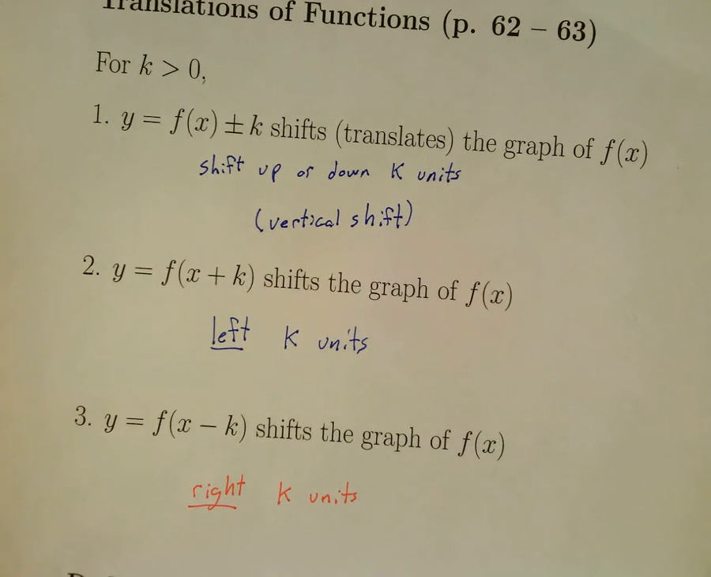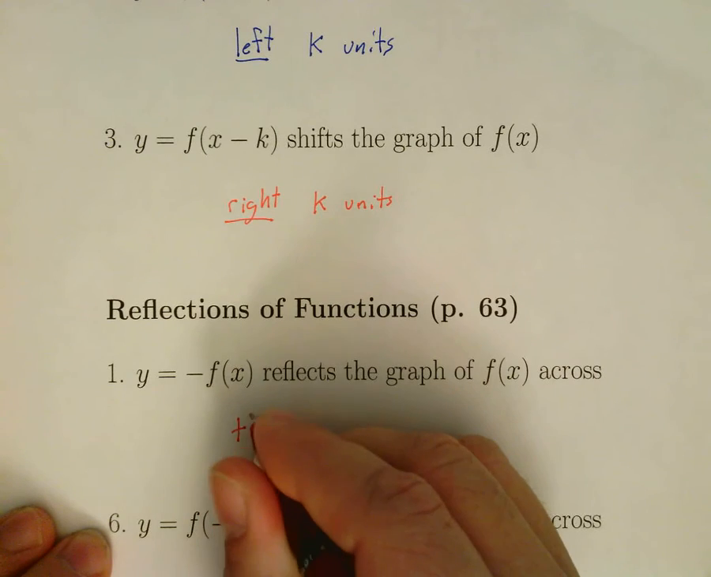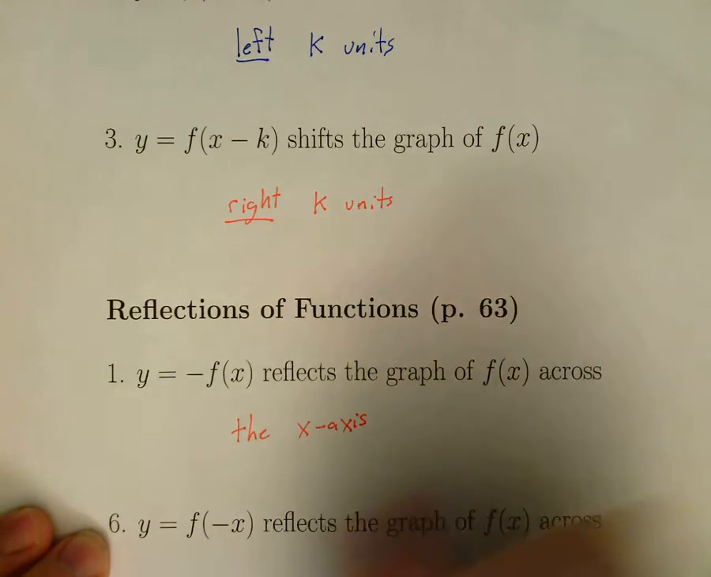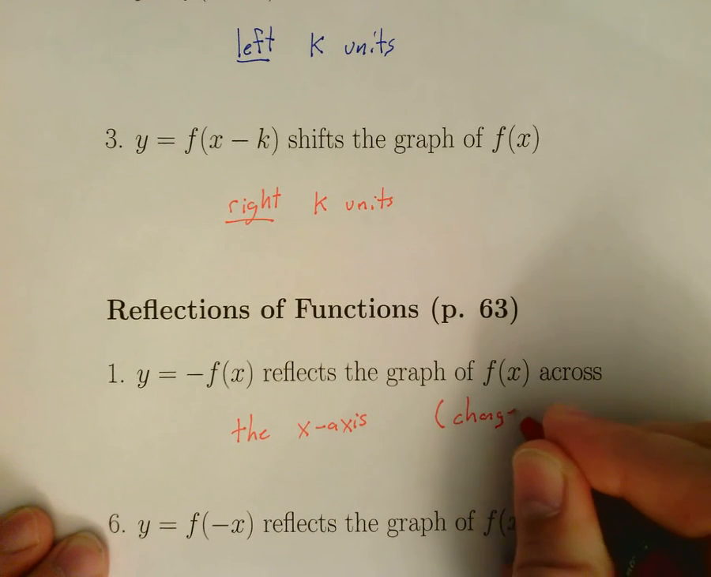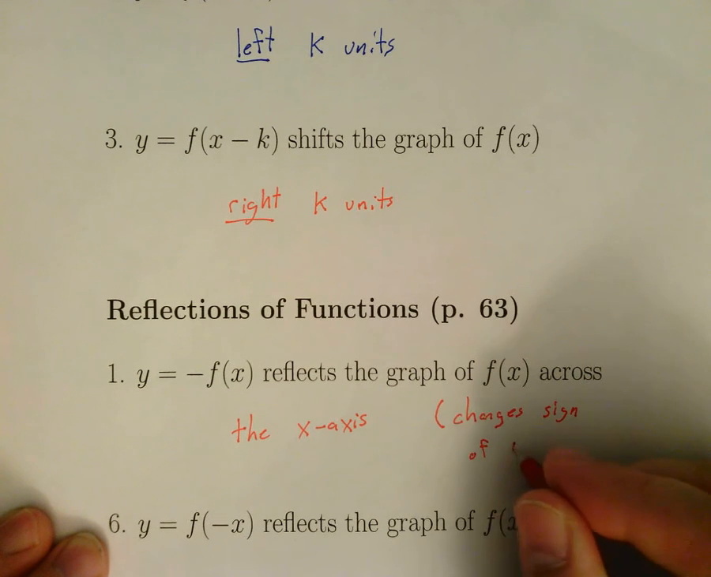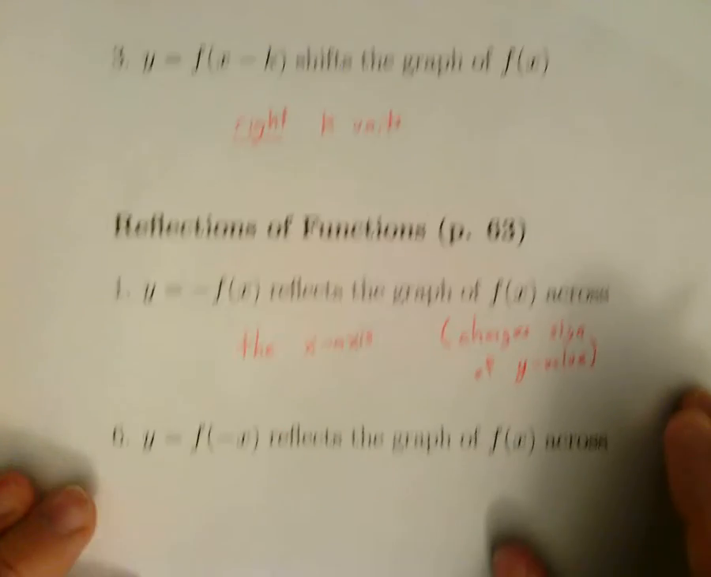Okay, now let's see if you remember this. If I have y is equal to, if I slap a minus sign in front of the f of x, that's going to reflect the graph across the, which axis? X-axis. The x-axis. Cool. So that reflects across the x-axis. And again, that's just like the last page that we saw, where it changes the sign of the y value. So if it's positive, it turns it into a negative.